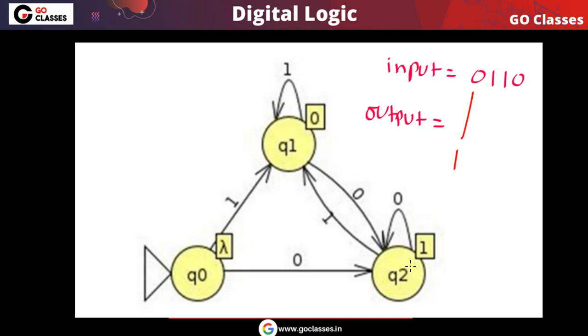So in state Q0 if you read this 0, then you will go to Q2 and you will print 1. In state Q2 if you read 1, then you will go to Q1 and you will print 0. Similarly, in state Q1 if you read 1, then you will go to Q1 and you will print 0. In state Q1 if you read 0, you will go to Q2 and you will print 1. So this is the output. Like this you can do.